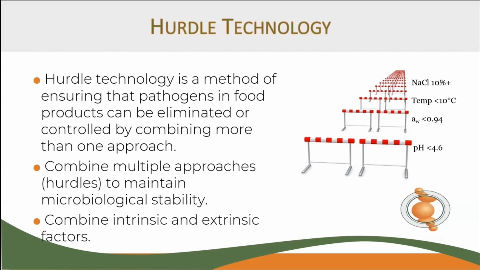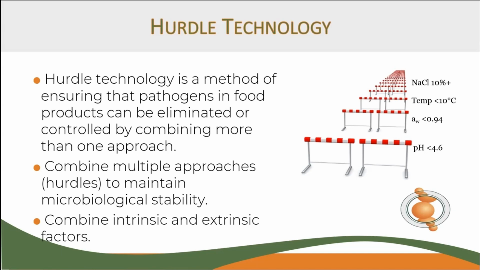Food microbiologists know about hurdle technology, which helps obtain microbial safety and stability of the product, and at the same time maintains the organoleptic properties of the food. Hurdle technology is a method of ensuring that pathogens in food products can be eliminated or controlled by combining more than one approach. For example, you can use pH or water activity or temperature, or salt level, or combinations of those to prevent microbial spoilage.